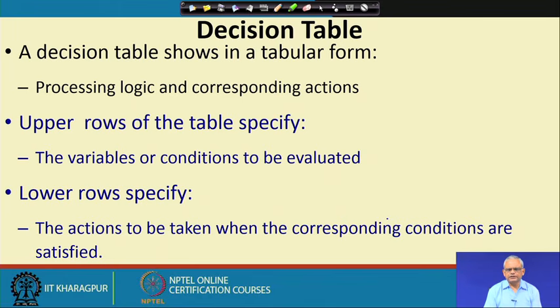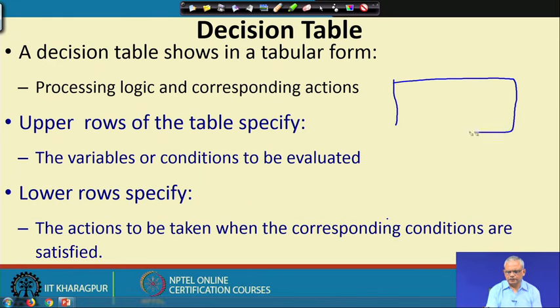So, this is a tabular representation, unlike the tree like representation in a decision tree. Typically, this becomes a very compact representation. The trees tend to become large for very complex processing logic, but here it is a compact representation. In the upper rows of the table, the variables or conditions and their values are mentioned, and typically all possible combinations of the conditions and values should be written.